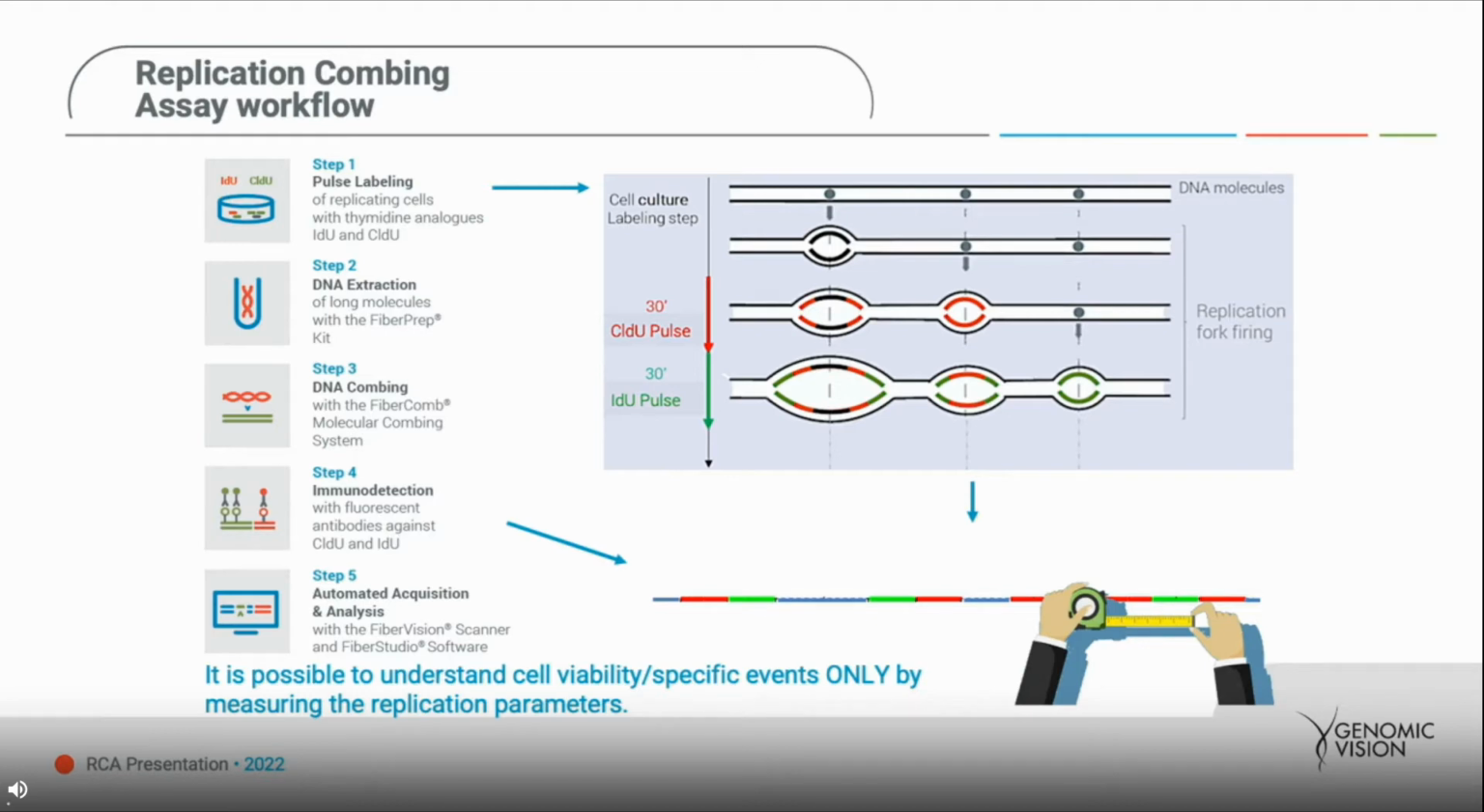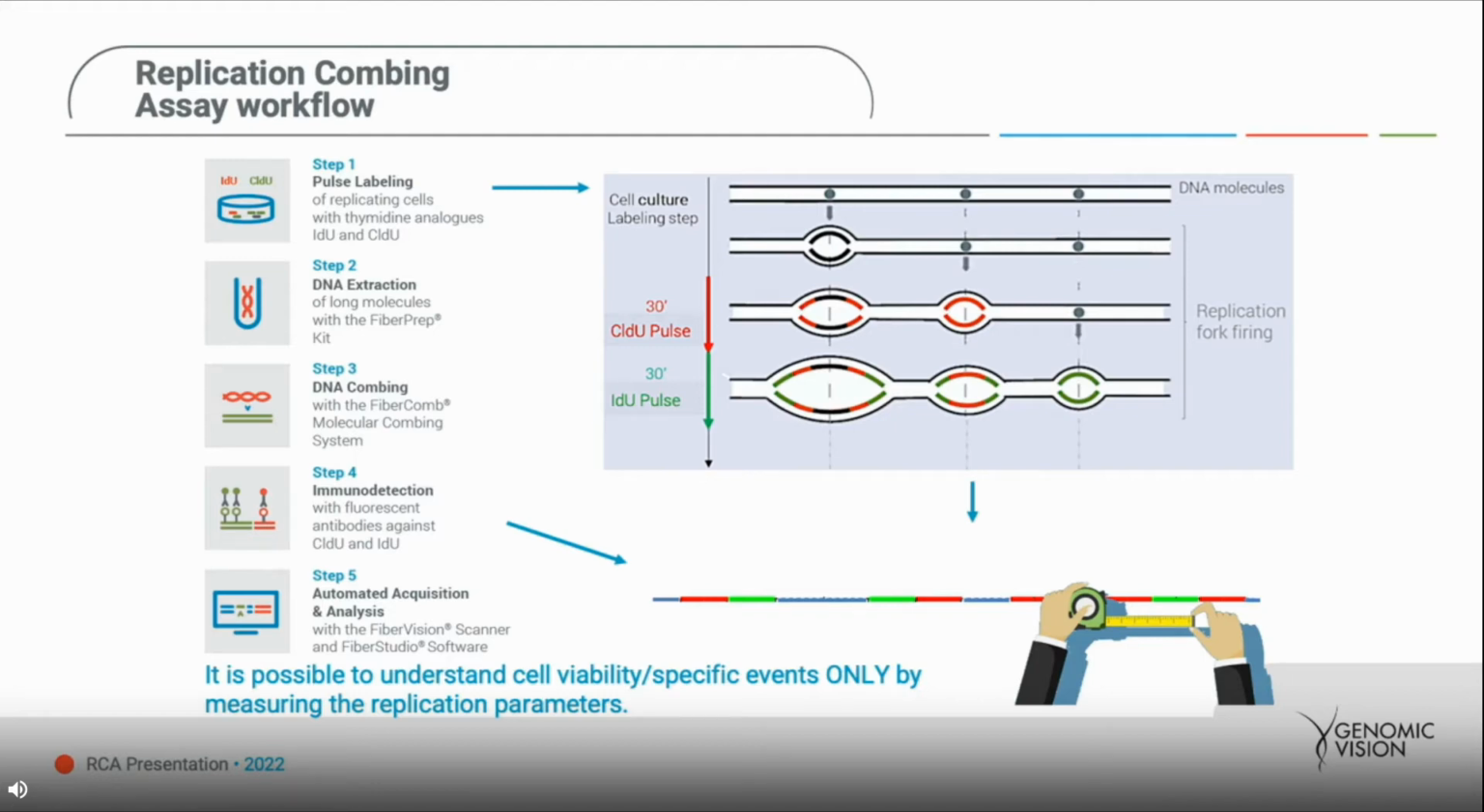In the schematic here on the right-hand side, there are three origins of replication that are represented as gray circles. And we know that in the human cells especially, the replication is asynchronous, so not all replications are fired at the same time. Here we are doing the pulse labeling with each analog for 30 minutes. And we start with the first analog being CldU in red, followed by the IdU in green.